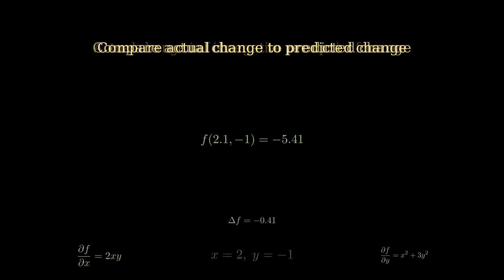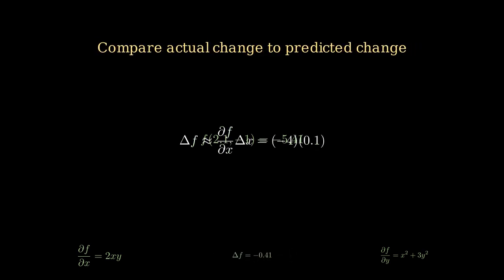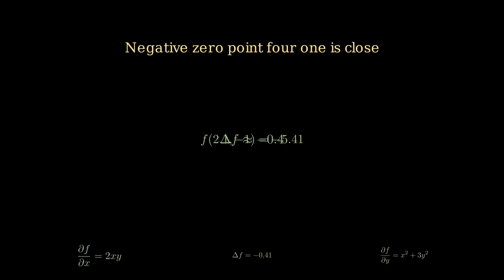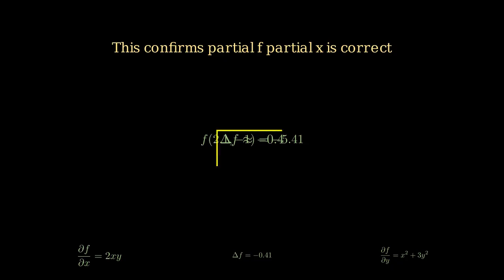Compare this actual change to the prediction from our partial derivative. Our partial derivative with respect to x was -4, and the small step in x was 0.1, so the predicted change is -4 times 0.1, which equals -0.4. -0.41 is very close to -0.4, so the check confirms our partial derivative with respect to x is correct.